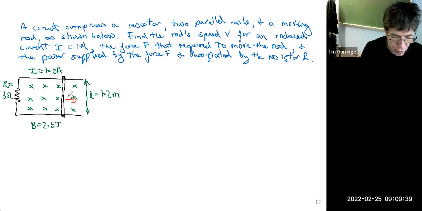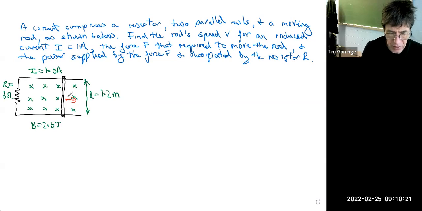Now, what we're told is the induced current. It's 1 amp. That current is caused by an induced electromotive force. And that induced electromotive force is caused by the changing magnetic flux that was caused by the fact that the rod is moving from the left to the right. So through that chain, we can relate the known electrical current to the velocity or the speed of the moving rod. And that's how we're going to start this problem.